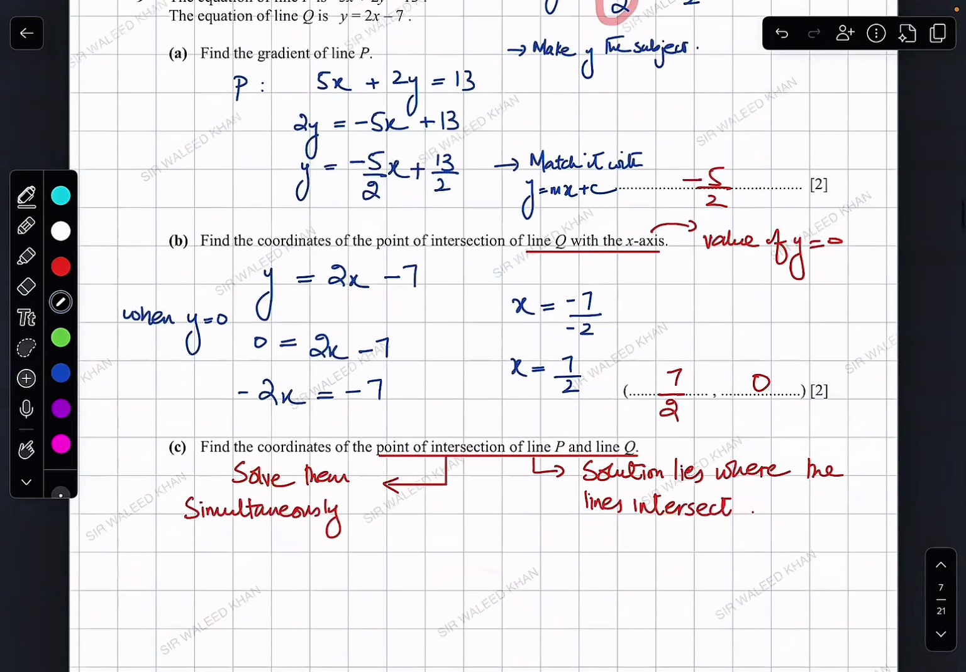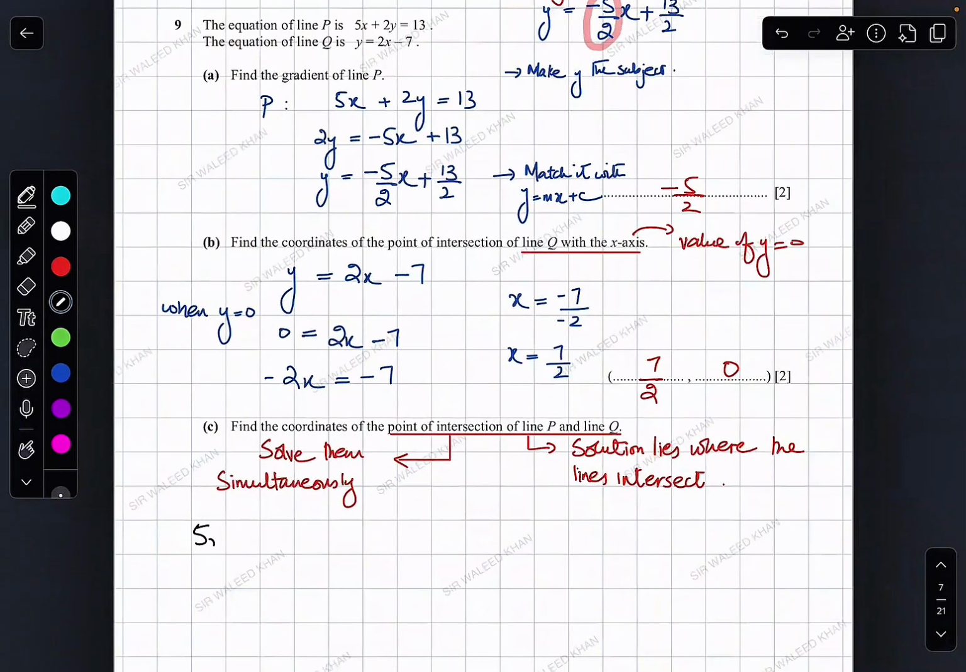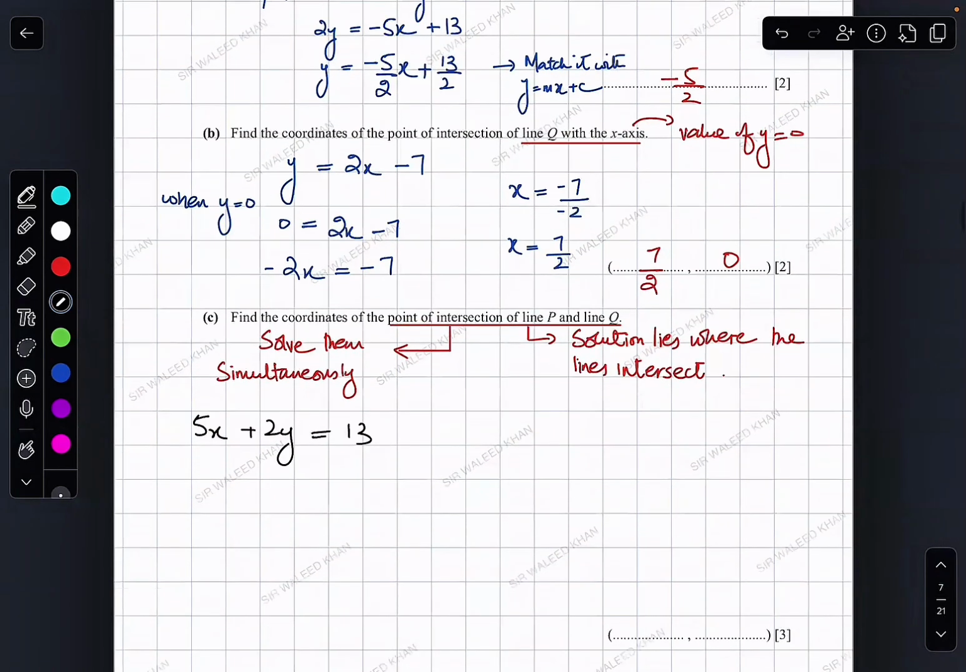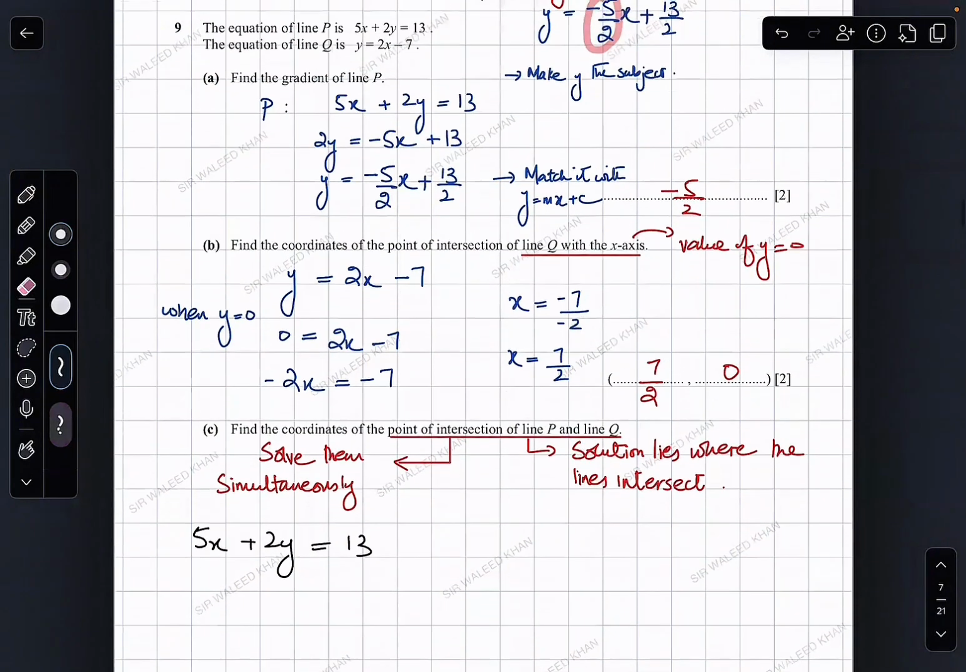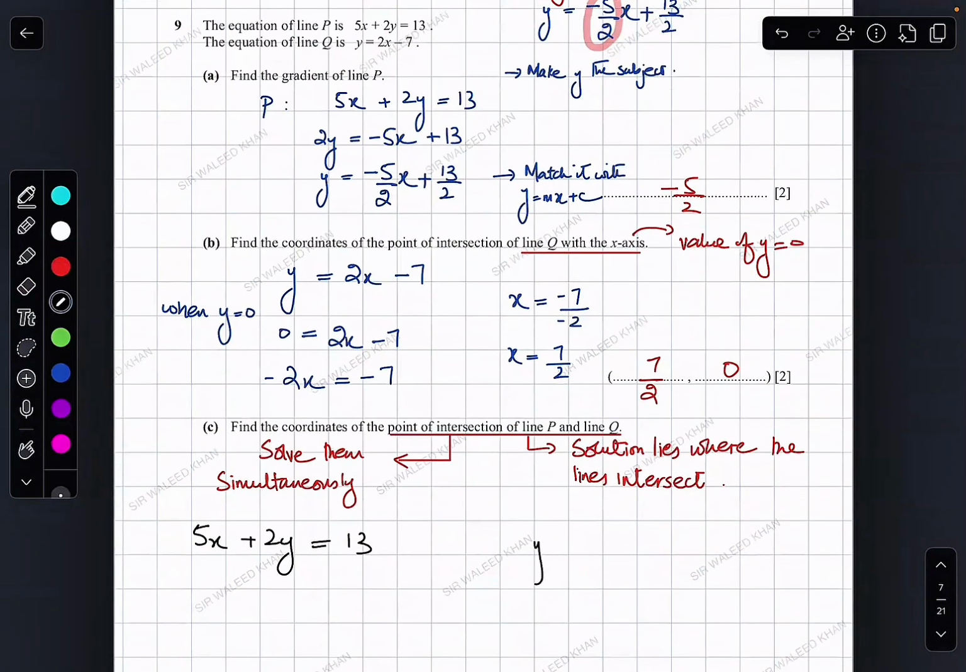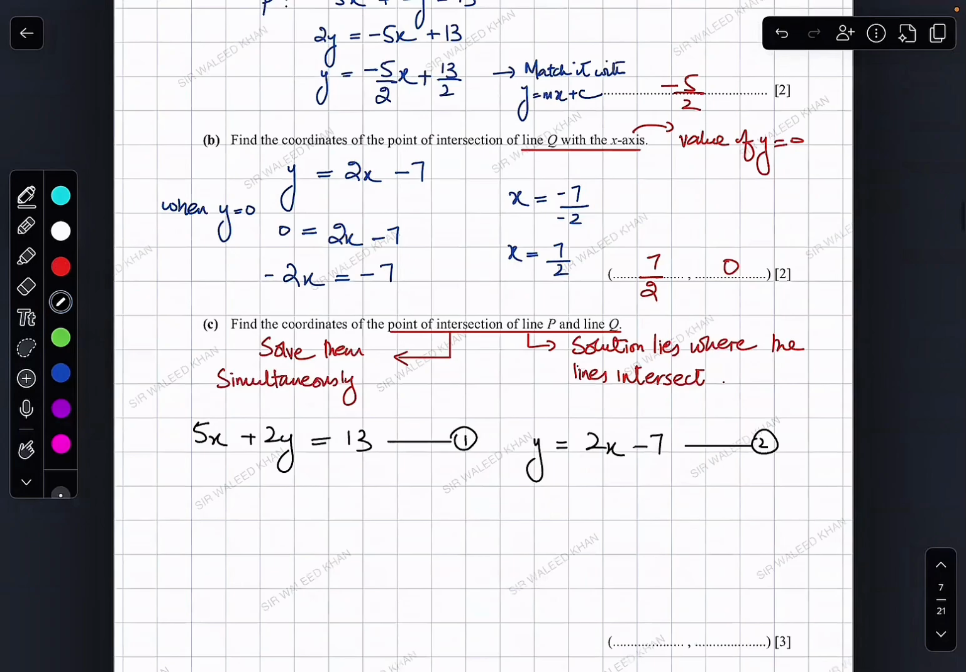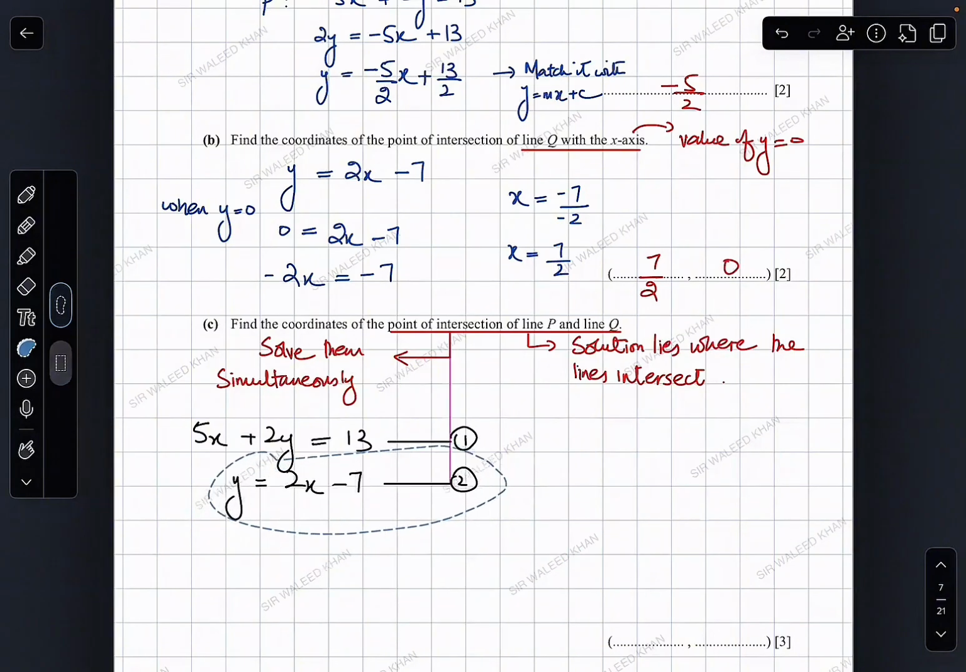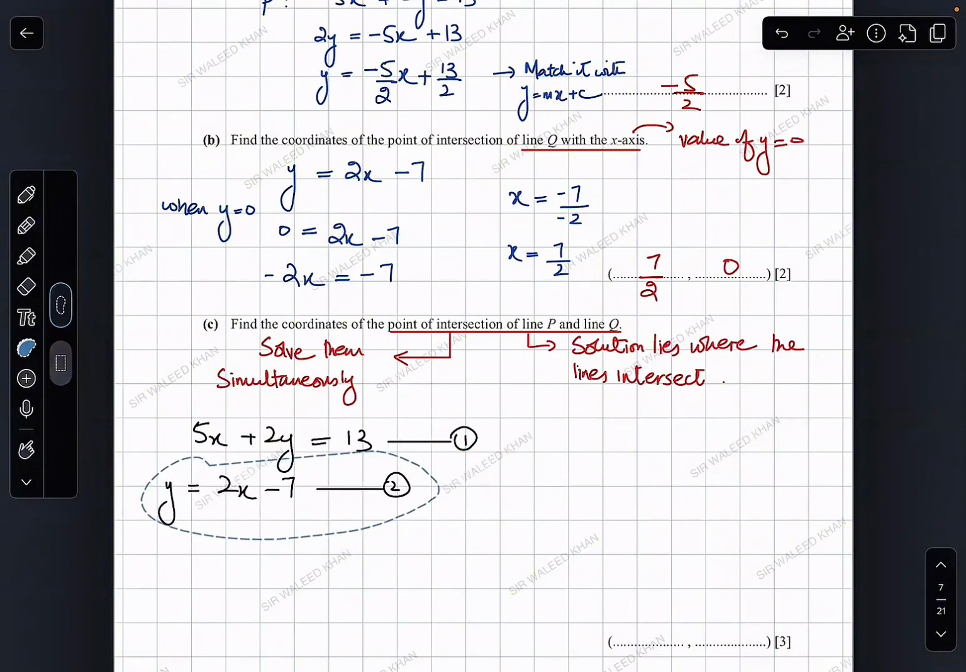So what did we have? P was 5x plus 2y is equal to 13. And you have to show steps, which is 3 marks. Okay. This is y is equal to 2x minus 7. Now, this is my first equation. This is my second equation. I have to either match the variables and use the elimination method. But over here, the preferred method will be substitution.